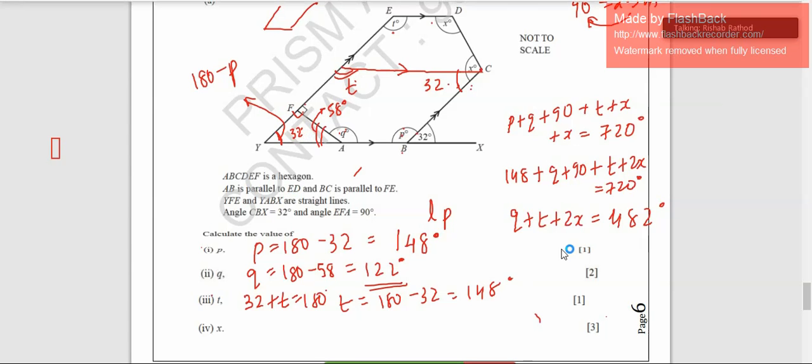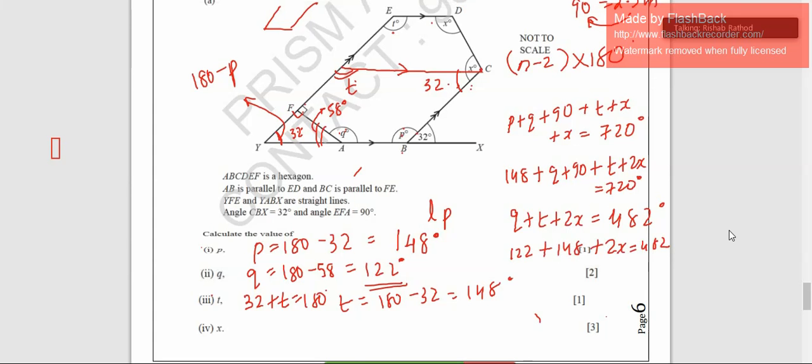Last is X. You can use this now to find X. If students have not got this, I have done 1, 2, 3, 4, 5, 6. Sum of angles of a hexagon is given by the formula n minus 2 into 180. N is 6. 6 minus 2, 4 into 180 is 720. So I already have Q, 122. I already have T, 148 plus 2X is equal to 482. Now you just solve this.